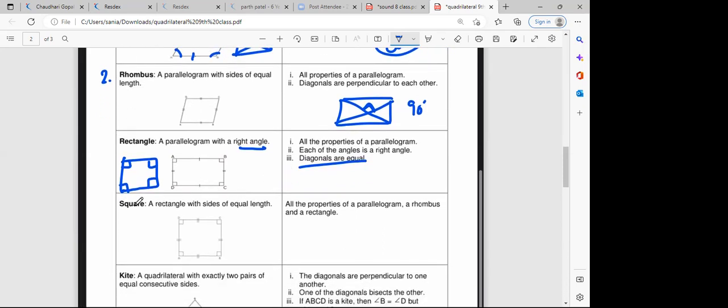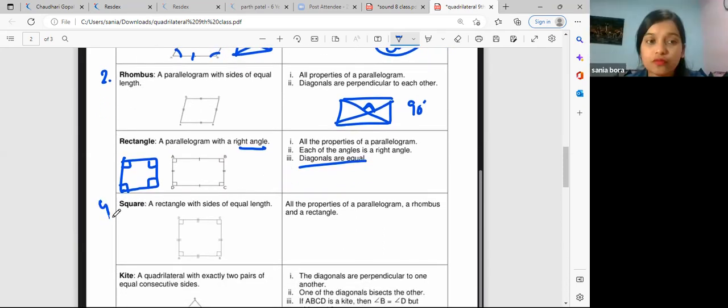Okay. Now coming to next, which is square, which is your fourth one. So a square is basically a rectangle with sides of equal length. It's basically a rectangle, right? All the properties of a rectangle, but over here you have equal length. Equal length in the sense all the sides of the square are always equal, right? So if it is 4 centimeter, it will be 4 centimeter, 4 centimeter, 4 centimeter.